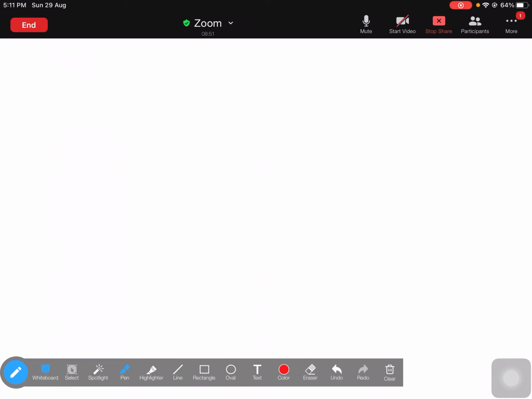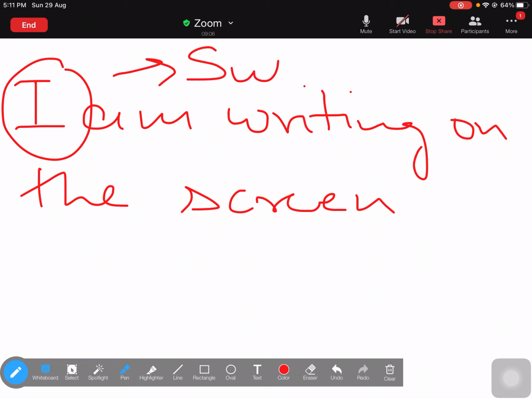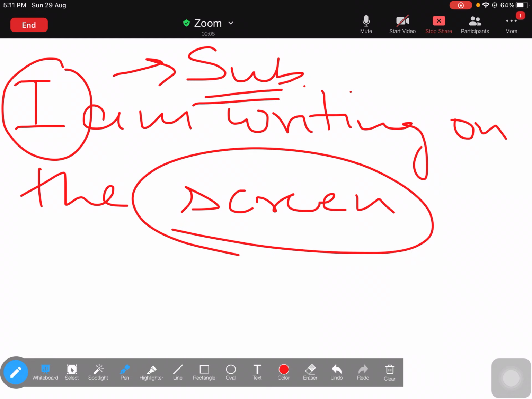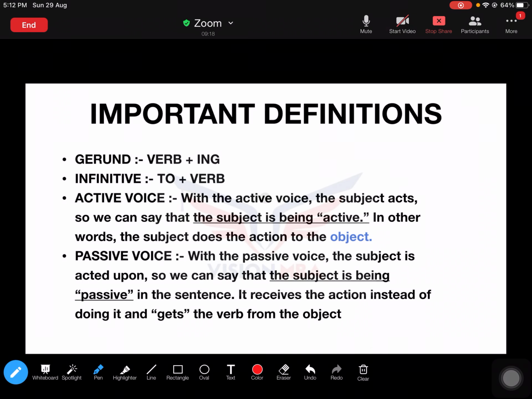Let me give you a very simple example. If I say, I am writing on the screen. So I is nothing but the subject. I am doing the action. And screen is nothing but the object, someone who's receiving the action. And what is the action? Writing is the action. So active voice means when the subject is behaving as the doer of the action. Passive is when it becomes vice versa.